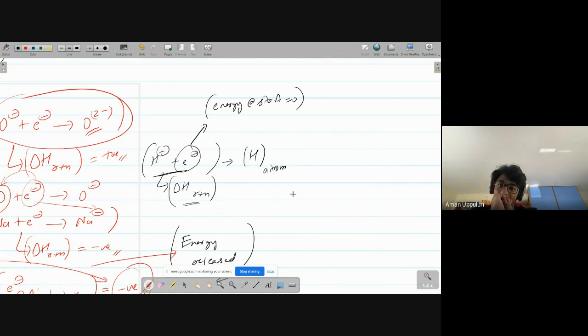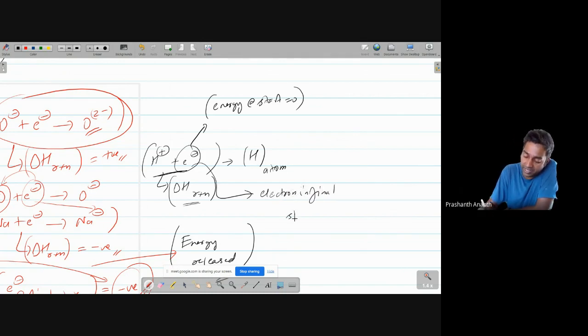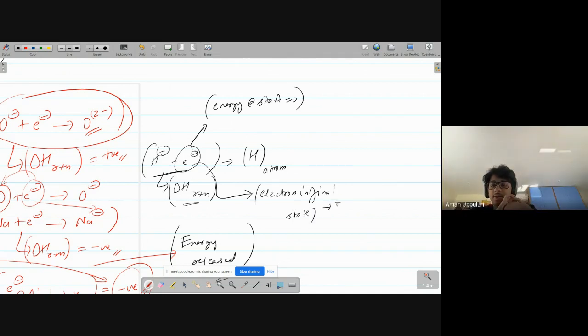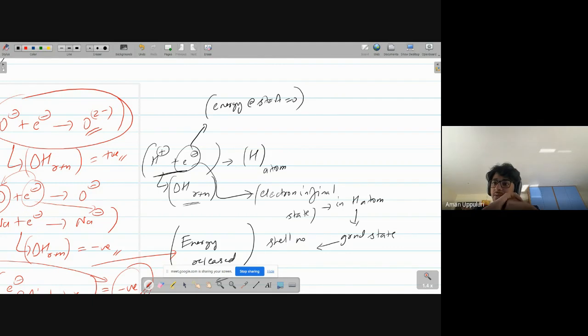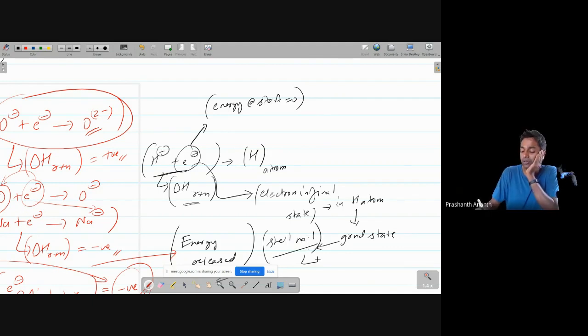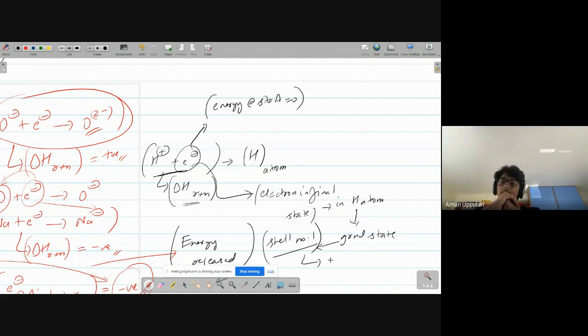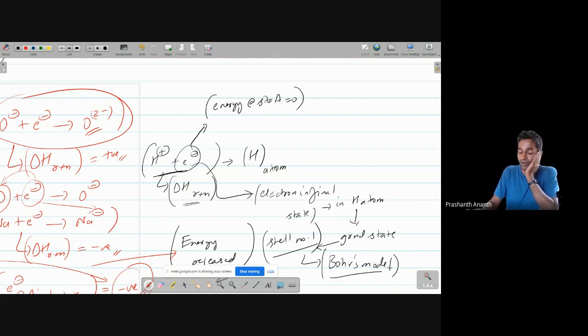See. Wait. So the electron in the final state, where is it? In the hydrogen atom, yeah. Correct. If it is in the hydrogen atom, what is its ground state? Shell number 1? Yeah, n equal to 1. So if it's shell number 1, and this is going to be a single atomic species, single electron species, what can I apply? 13.6. So you're going to be having 13.6 electron volts.